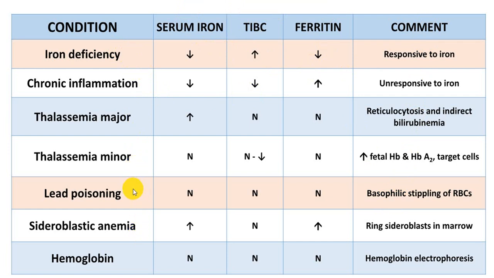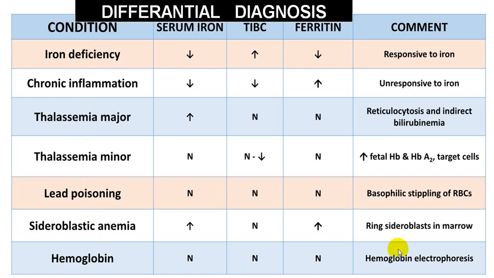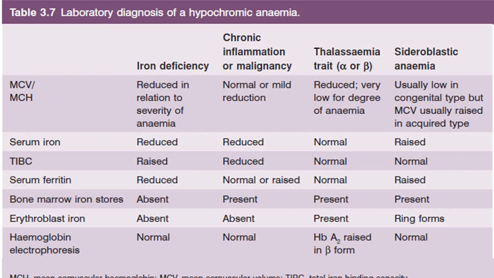Usually very rarely we come across lead poisoning where all the 3 are normal and you will have basophil stippling. While in case of hemoglobin electrophoresis, by and large, in thalassemia you will find it abnormal. While in sideroblastic anemia, hemoglobin electrophoresis will be normal. In iron deficiency also, electrophoresis will be normal. We'll be discussing the thalassemia group in the next lecture.